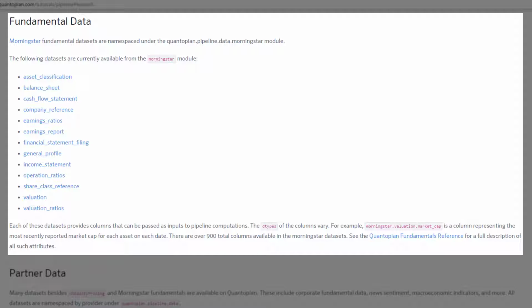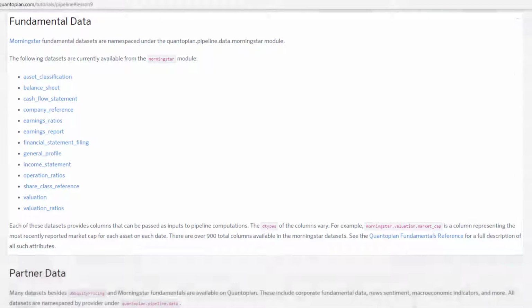There are over 900 total columns available in the Morningstar dataset. So I would encourage you to go to the fundamentals reference for full descriptions of each of these attributes and see how you can make use of them as well.